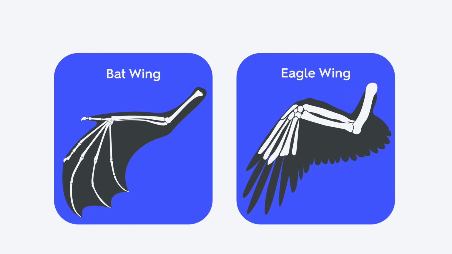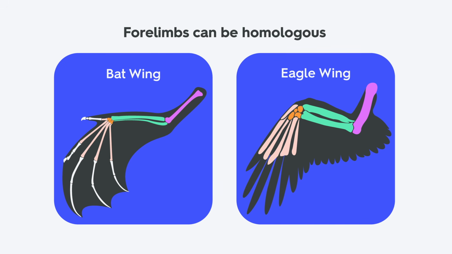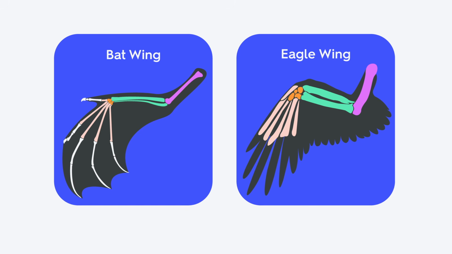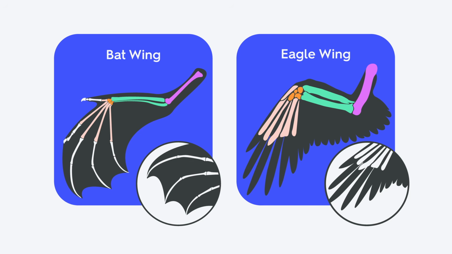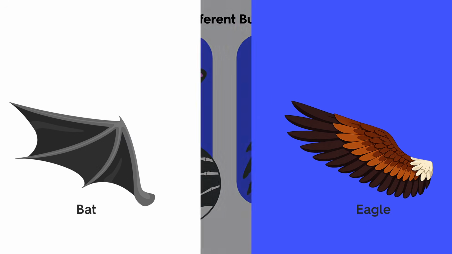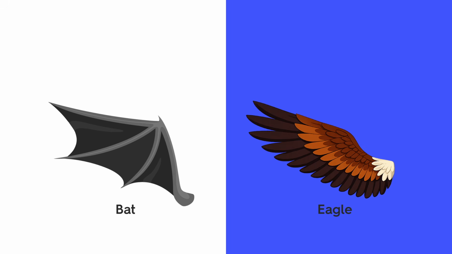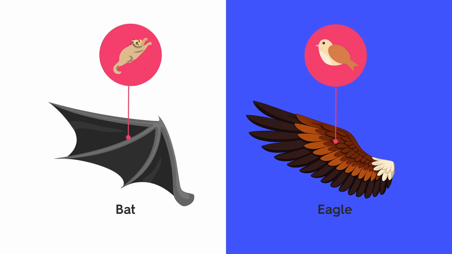Now let's revisit bat and eagle. Their forelimbs can still share an underlying limb plan, so parts of the arm can be homologous. But when you focus on the wing structures used for flight, the build is very different. Bats fly with skin stretched between elongated fingers. Eagles fly with feathers forming a broad wing. Because the flight surfaces are so different, those wings likely evolved independently for the same job of flying, rather than from one shared wing ancestor.